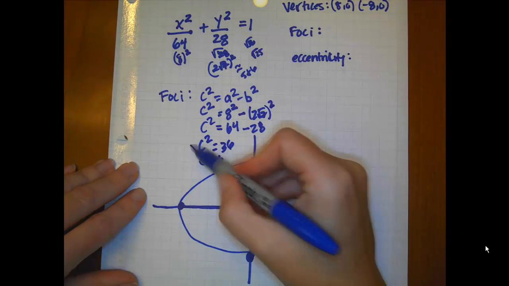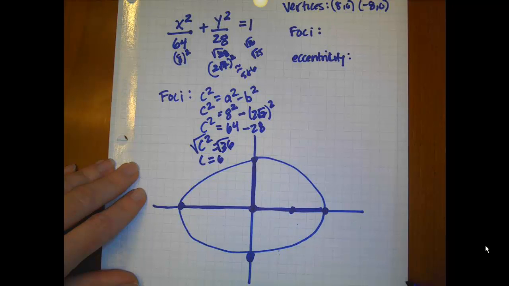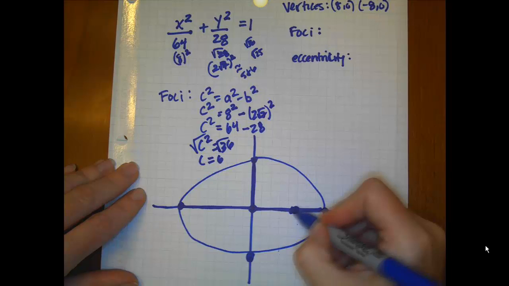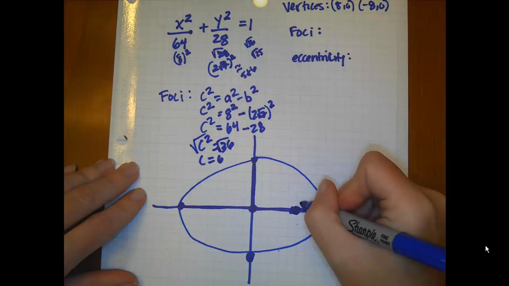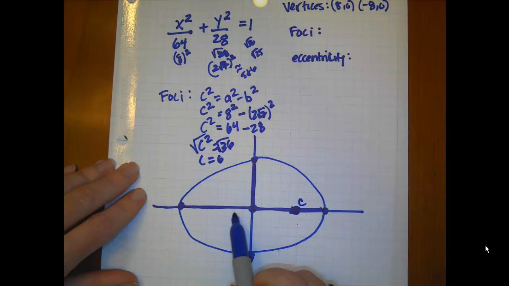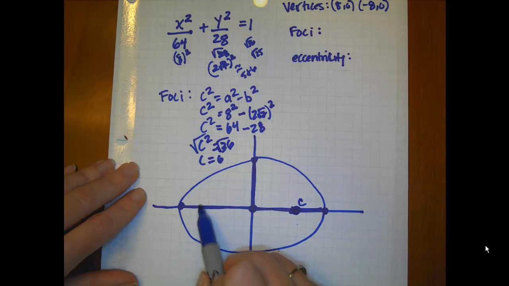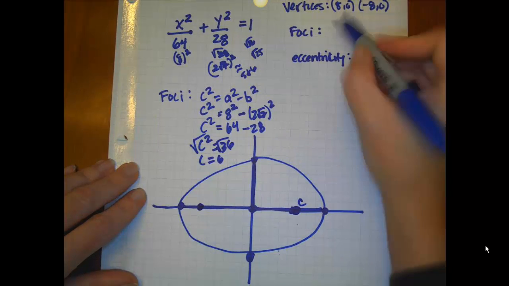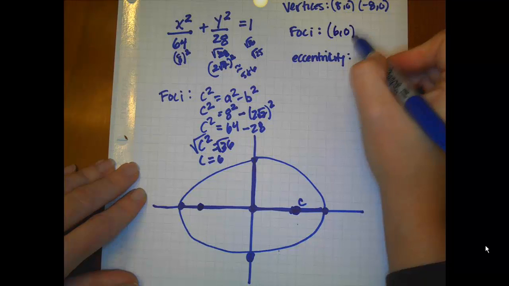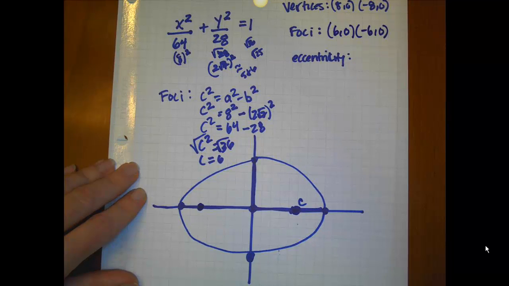Technically, there's a plus or minus when you take a square root, but we're dealing in distance. So if I go 1, 2, 3, 4, 5, 6, okay, this is one of my foci, and if I go 1, 2, 3, 4, 5, 6 the other direction, there's my other foci. So the coordinates are 6, 0, and negative 6, 0.